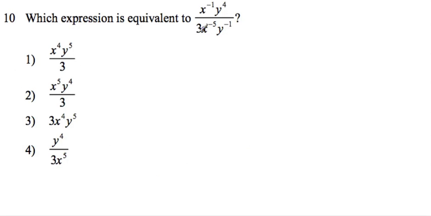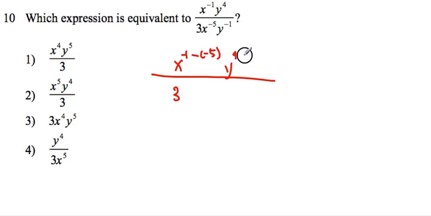Now, which expression is equivalent to this one? Let's look at it. We can only combine them by the same base. So 3, I don't see any other base with 3, so 3 stays. How about x? I have x to the negative 1, x to the negative fifth. Since this is a division, what we can do is x to the negative 1 minus negative 5. In division, we have to subtract the exponents. How about y? Y to the fourth minus negative 1. That's what we can do.